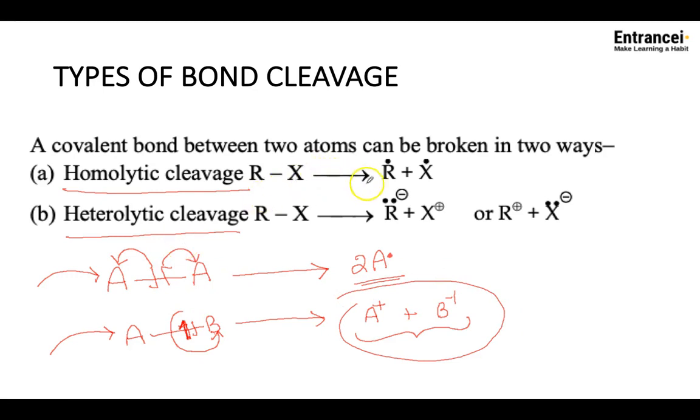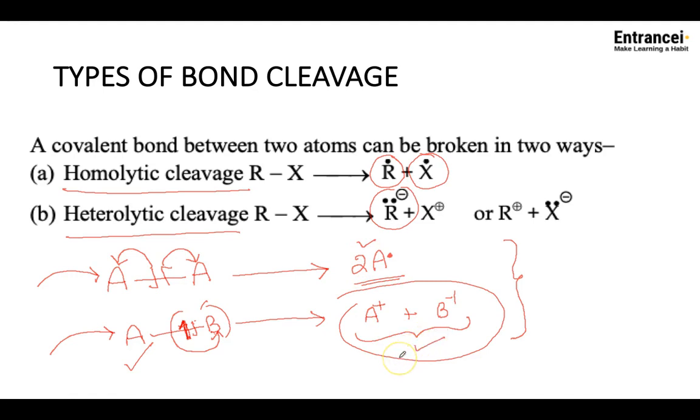Going ahead, in homolytic cleavage, free radicals form, and in heterolytic cleavage, ions form. You can see that in heterolytic cleavage, both the shared electrons are accepted by the more electronegative atom. Such kind of cleavage is known as heterolytic cleavage. So in organic reaction mechanisms, these are the two types of bond cleavage. Either they form free radicals or they form ions, plus or minus.